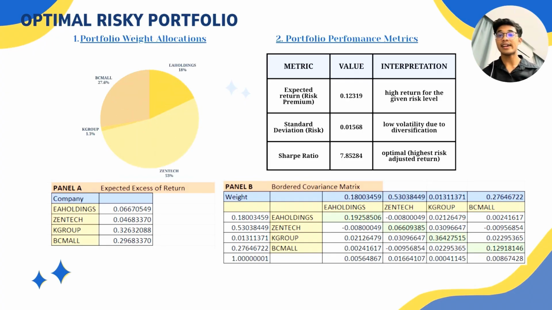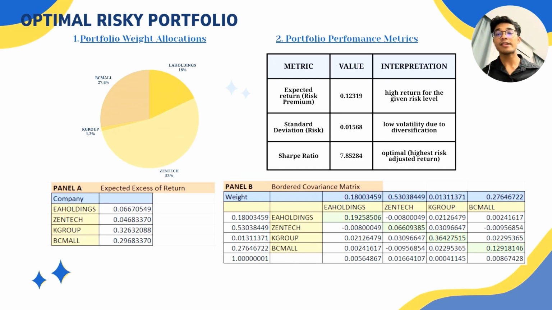After we obtain the data and calculate it, we can go through to this section, which is called the optimal risky portfolio. First, we analyze the portfolio weight allocations. As we can see from the pie chart above, K Group has the smallest allocation, which is just 1.3%. Meanwhile, Zentech has the largest allocation, which is 53%. These allocations are based on the expected excess return, shown in panel A, and the covariance matrix in panel B. As you can see, the green color in panel B is the diagonal values, which represent each stock's own risk, or what we call variance.